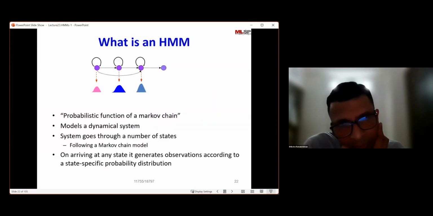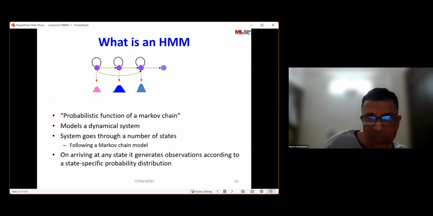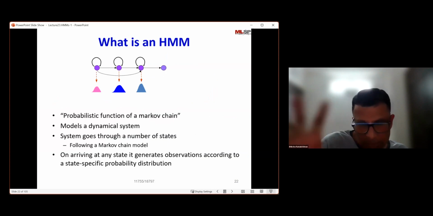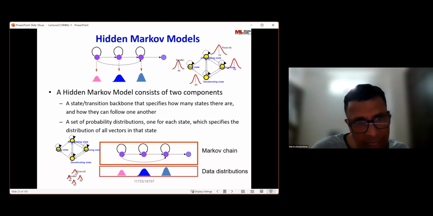So what's an HMM? It's a probabilistic function of a Markov chain, or a stochastic function of a Markov chain. It models a dynamical system. The system goes through a number of states following a Markov chain model. On arriving at any state, it generates observations according to a state-specific probability distribution. Hopefully my little toy example conveyed this idea.